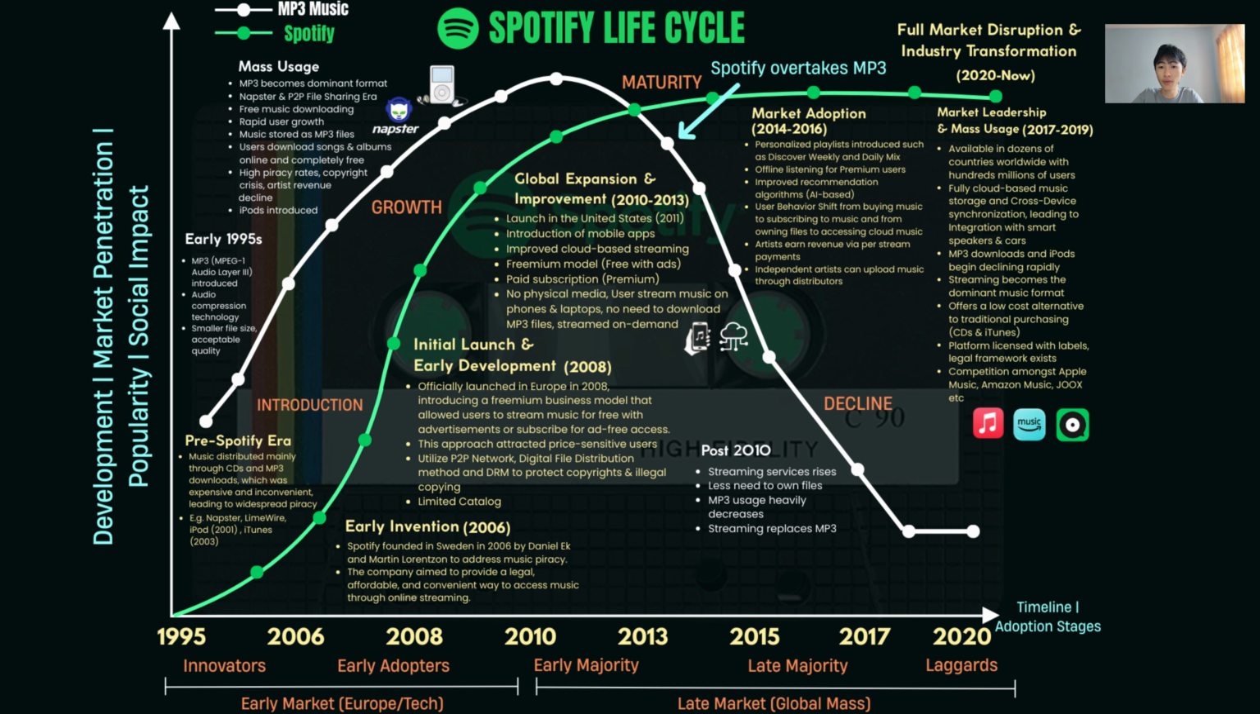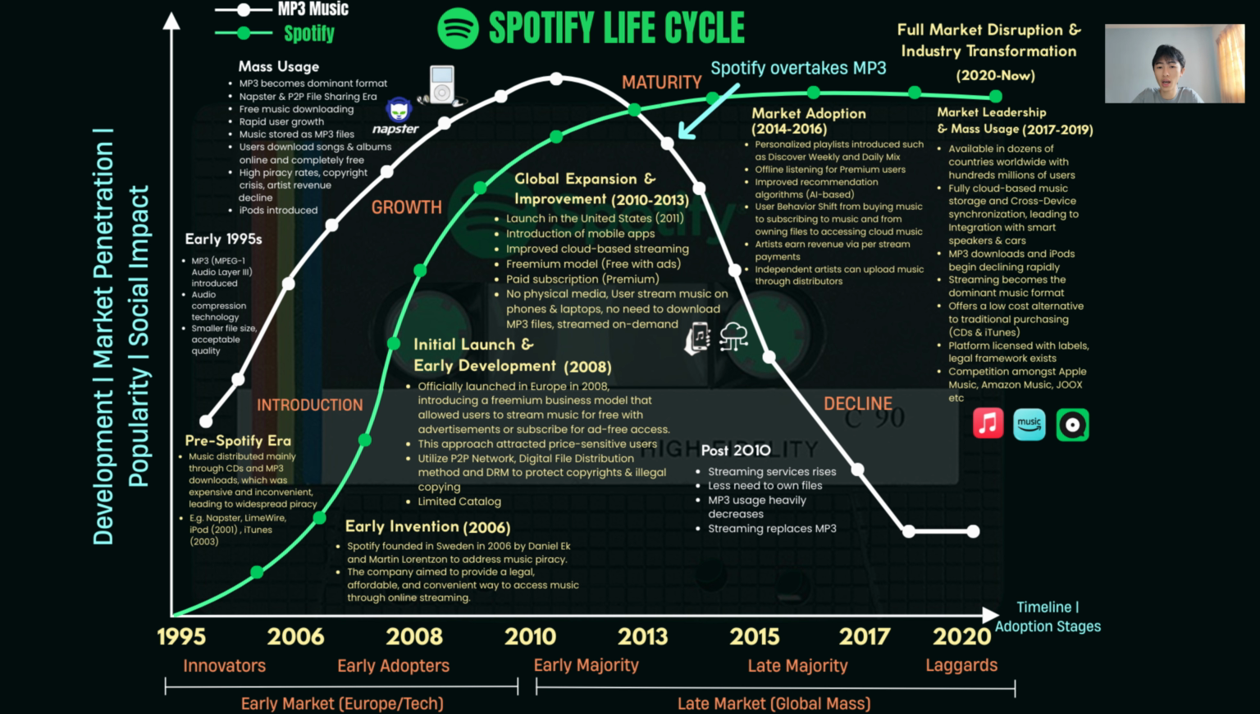Next, we move into the maturity phase. Between 2014 and 2016, Spotify introduced AI-powered features like Discover Weekly and Daily Mix playlists. These features make music personalized, which increases user engagement. Spotify also allows offline listening for premium users, making MP3 downloads even less necessary. Therefore, user behavior has shifted from buying music to subscribing to music, and from owning files to accessing cloud music. On the other hand, artists are able to earn revenue through per-stream payments.